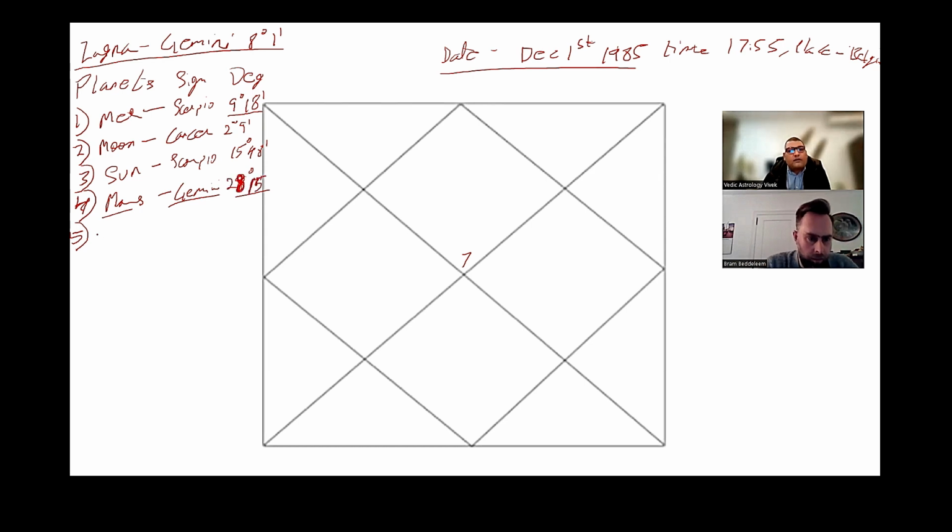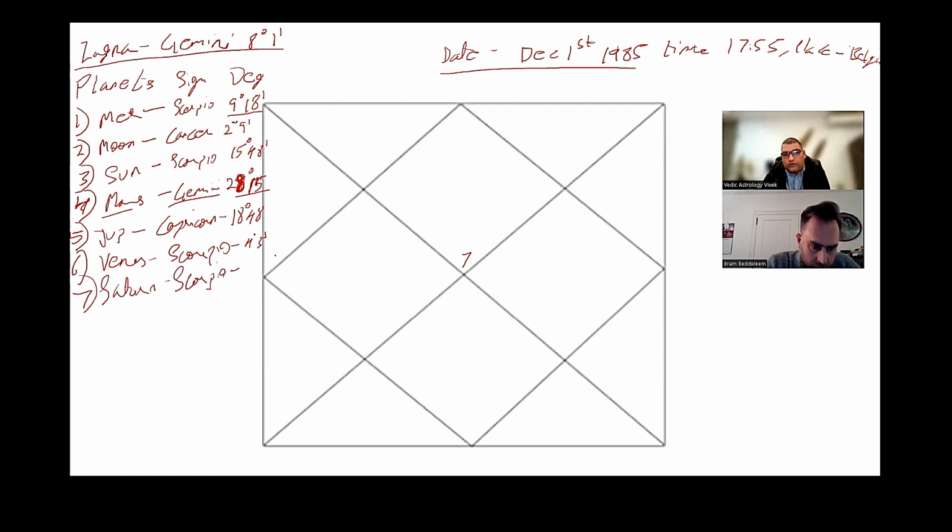Jupiter in Capricorn, 18 degrees, 48 minutes. Venus, Scorpio, 4 degrees, 3 minutes. Saturn, also Scorpio, a very heavy Scorpio sign, four planets there, 8 degrees, 6 minutes. And then Rahu and Ketu. Rahu in Aries, 13 degrees, 46 minutes.